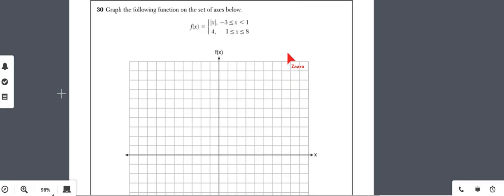If you look at the next question, question number 30, it says that the graph of the function on the set of x's below is defined by f of x, which is a piecewise function.